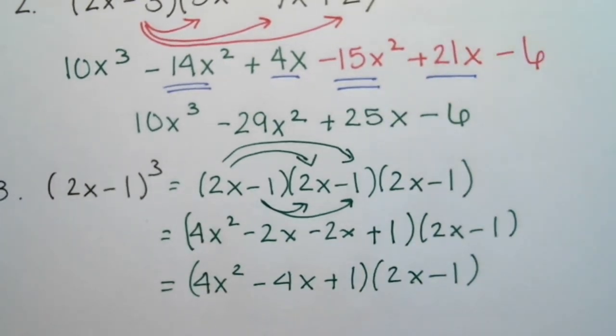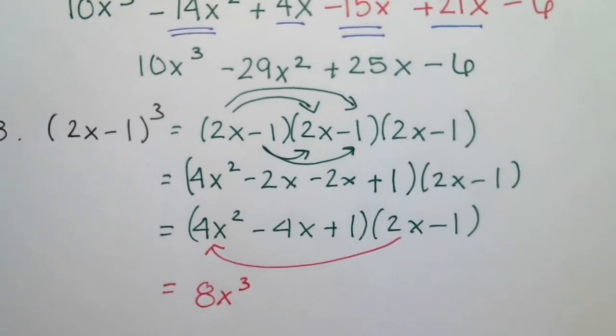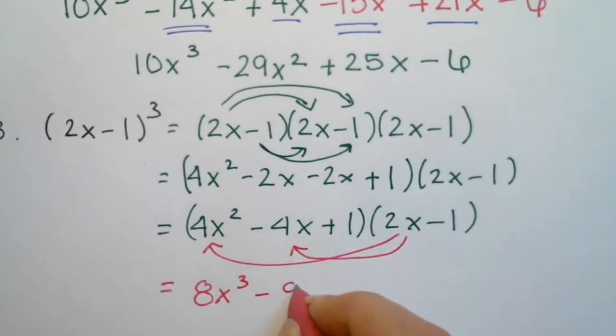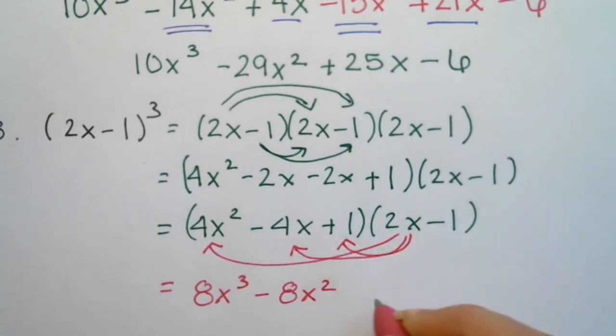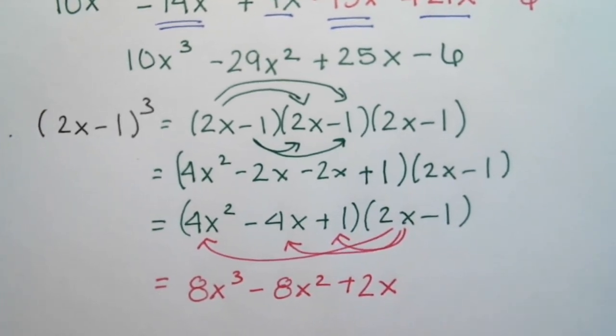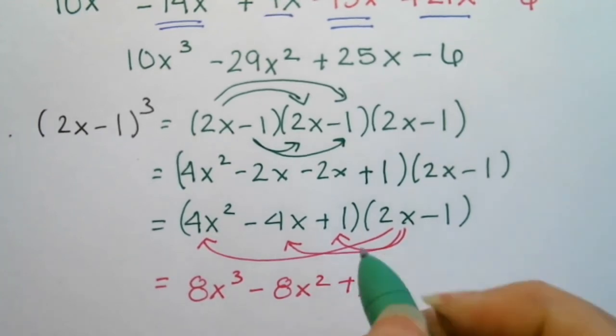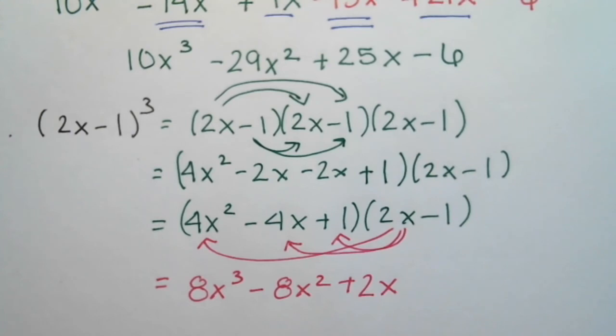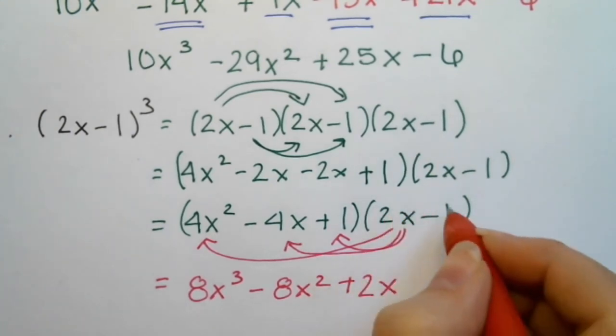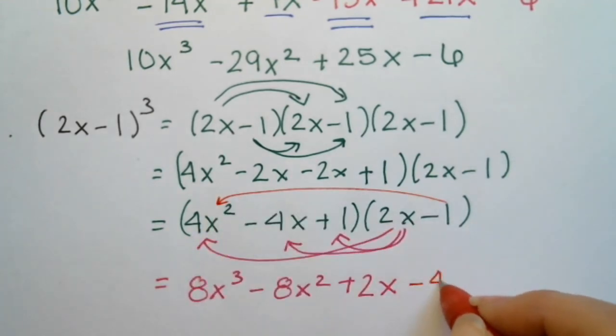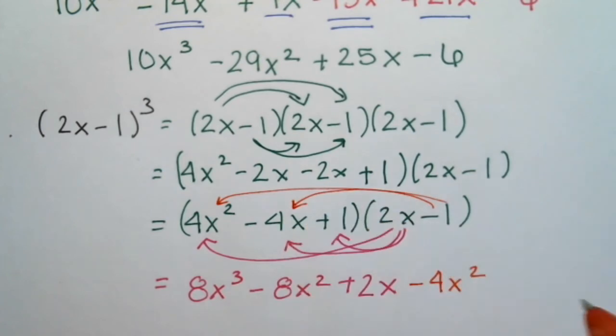Now I'm going to multiply this out. You can distribute this however you want; I think it's a little bit easier somehow to distribute it this way. So 2x times 4x squared is 8x cubed. Then 2x times -4x is -8x squared. 2x times 1 is 2x. Then I distribute my other terms. I have -1 times 4x squared, which is -4x squared. Then -1 times -4x, which is +4x. And then -1 times 1, which is -1.